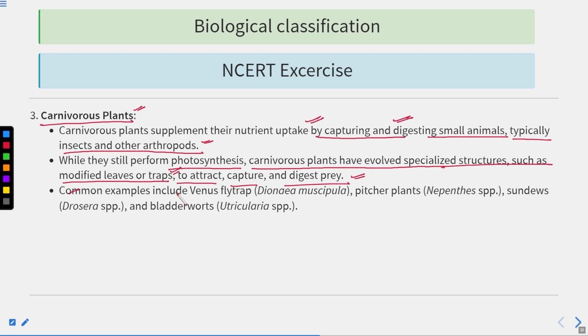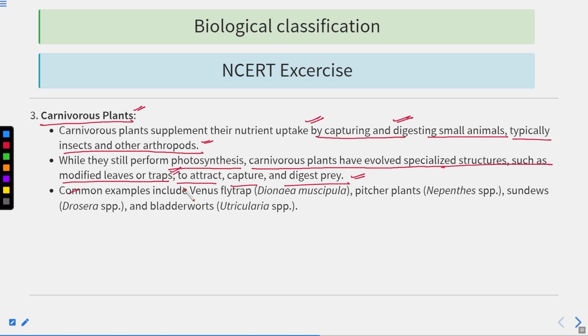And actually, they do this because they are growing in a nitrogen deficient environment. Means the soil does not have any nitrogen, but still they are growing. So how? You all know that nitrogen is very important for protein synthesis, where nitrogen is required in a good amount. So they fulfill that nitrogen requirement by capturing these insects, as these insects have a good amount of nitrogen in their body, right?